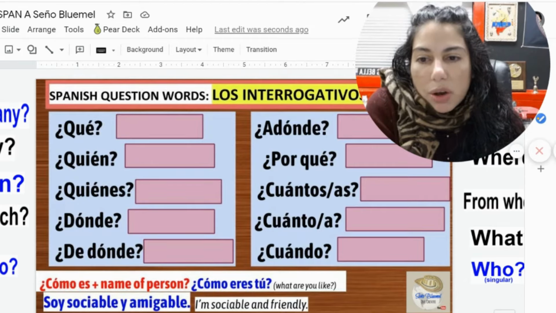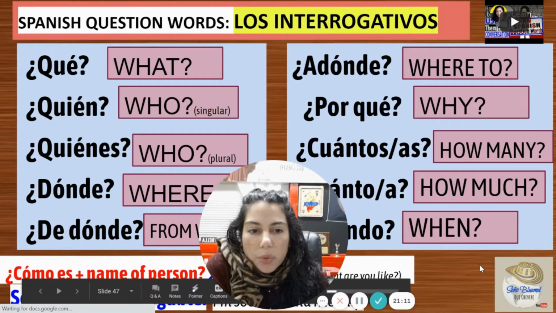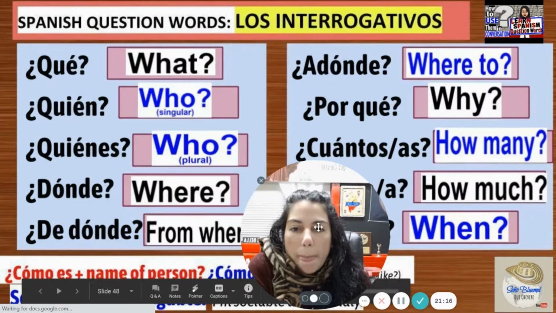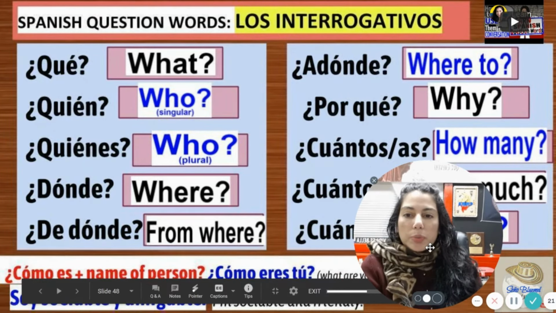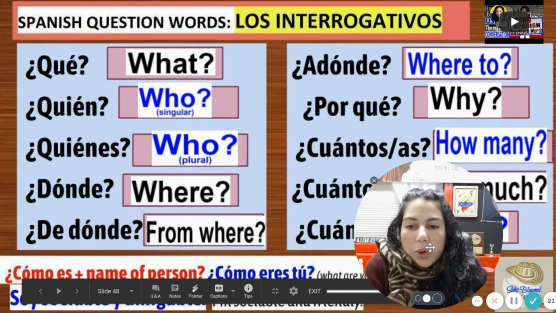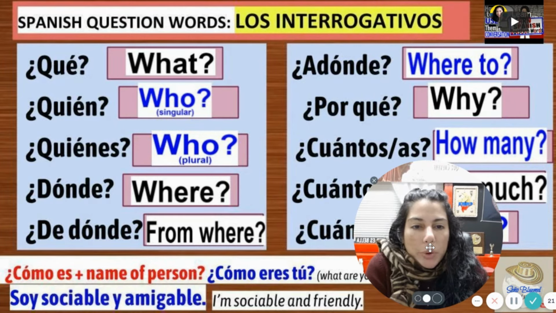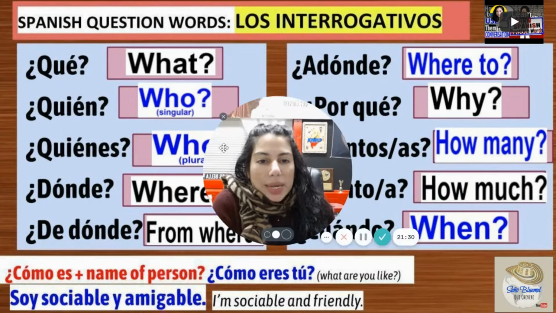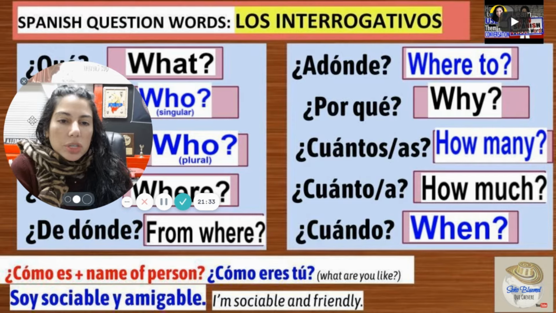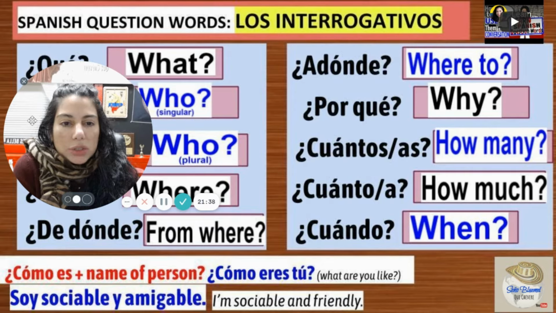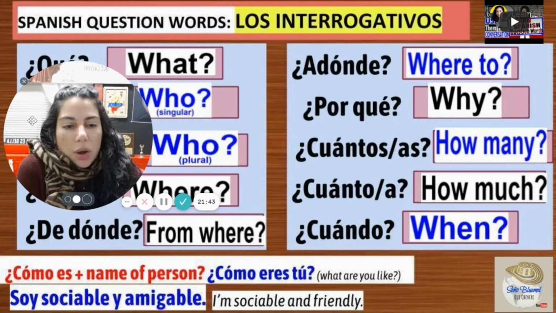los interrogativos, which is what we call question words in Spanish. We have qué, which is what, quién, which is who, quiénes, which is who, plural, dónde, which is where, de dónde is from where, a dónde, where to, por qué, why, how many, we say cuántos, again, it has to agree in gender and quantity, so cuántos and cuántas, or cuánto and cuánta, which would be how much, and then cuándo, which would be when.